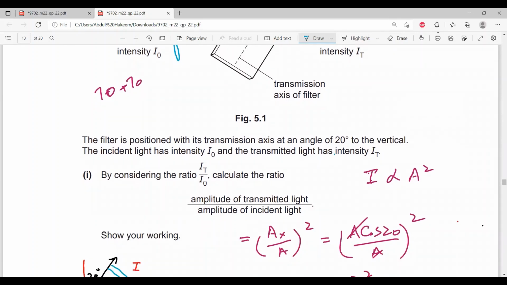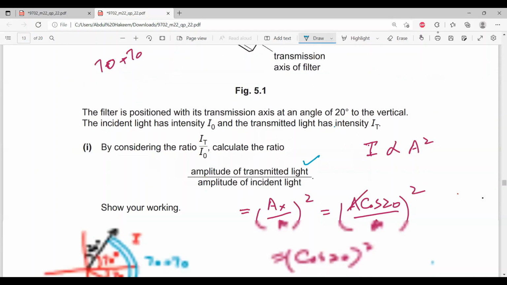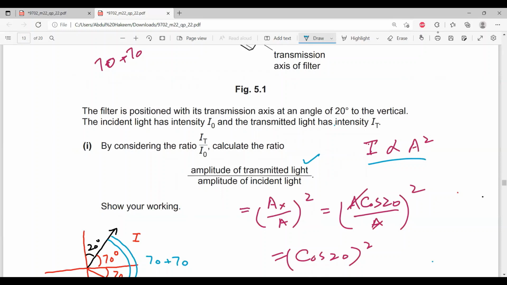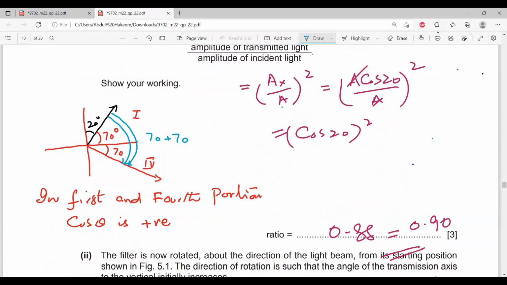By considering the ratio IT over I0, calculate the ratio of the amplitude of the transmitted divided by the amplitude of the incident. Look, this incident wave has amplitude A, and this transmitted has Ax, the X component, A cos theta. Intensity is directly proportional to amplitude squared. So the intensity ratio will be Ax squared over A squared. Ax is equal to A cos theta, divided by A cancelled, cos squared 20. So the answer is coming 0.88, or you can write 0.90.